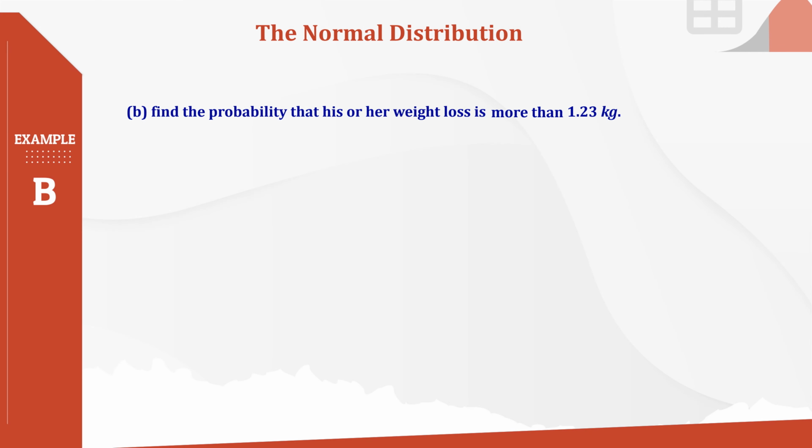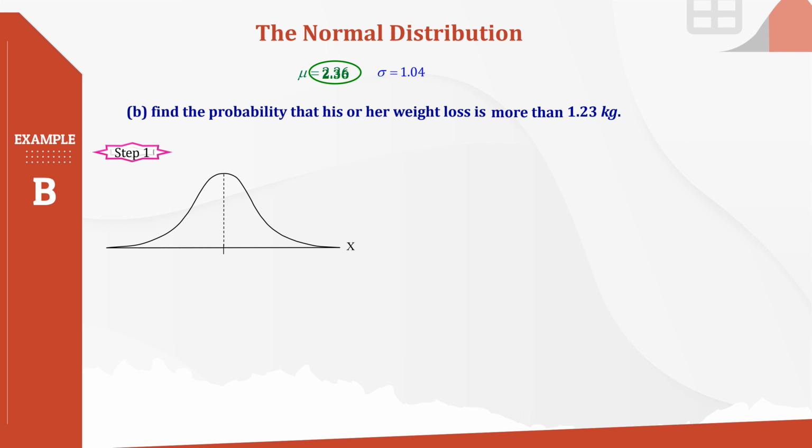Question B. Keep the same mean and standard deviation values for this question as well. And draw a normal curve and place the mu 2.36 at the center. The x value is 1.23 for this question. So mark it on the left side of the mean since it is smaller than 2.36.